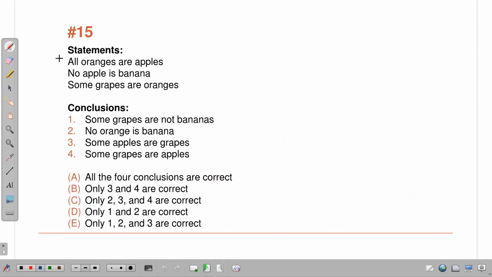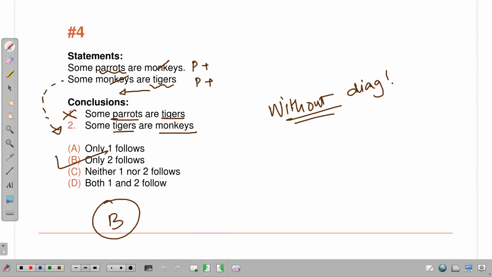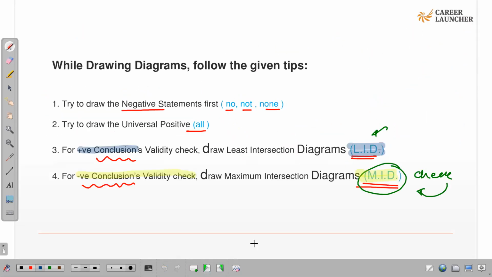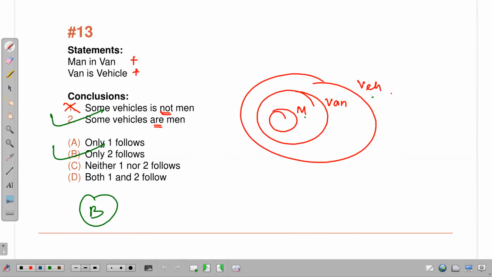Last question. Take a 3-1, but please remember: no, then all, then some. You might be wondering why. I think during revisions, during drawing diagrams, we should keep this in mind. Try to draw the negatives, then universal, it keeps the diagram serene. That's it. Okay, let's look at the last one.